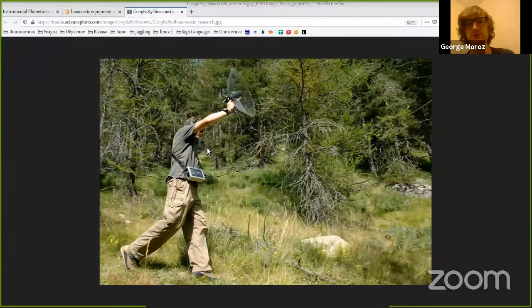But for now, in most cases, bioacoustic researchers mostly put their different mics around the forest, and then record during a long period of time.